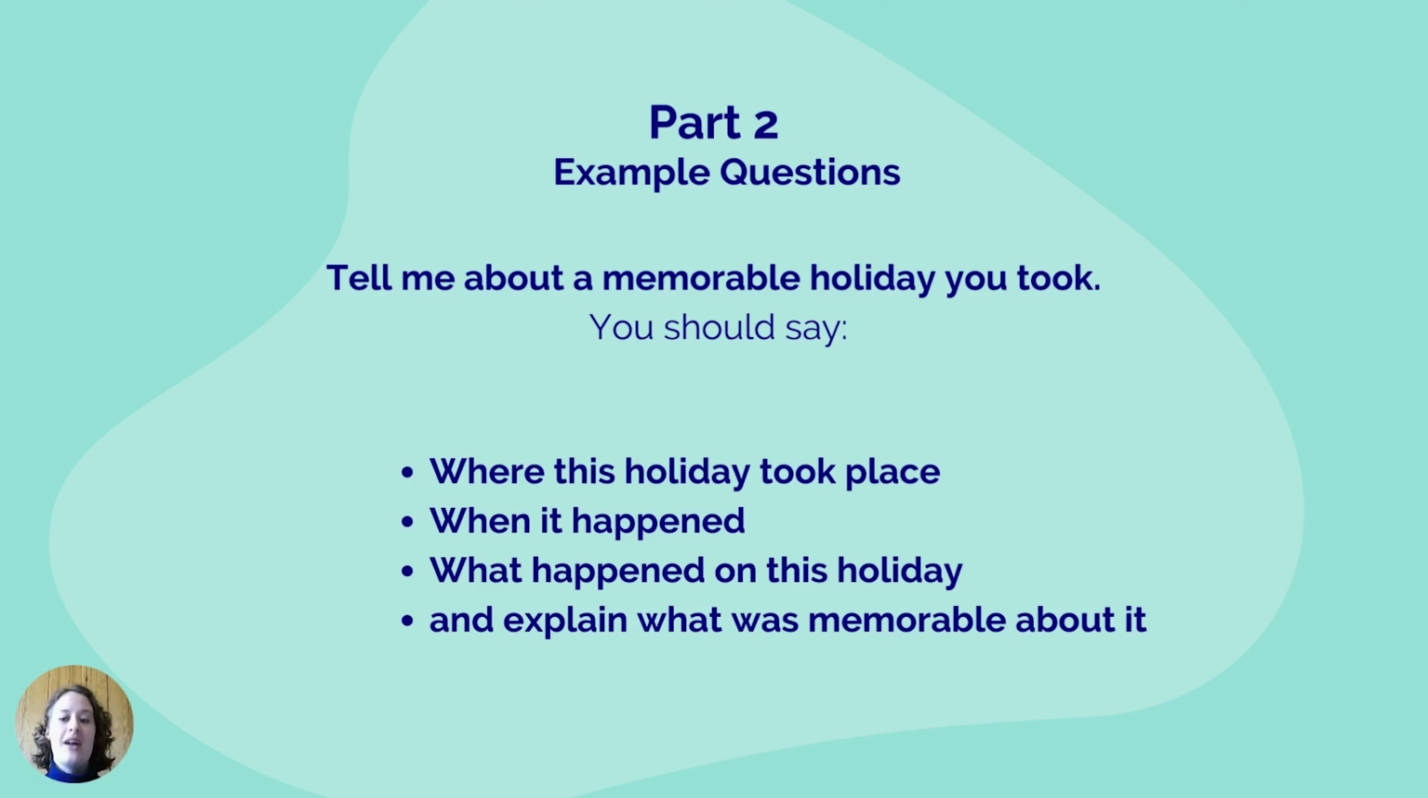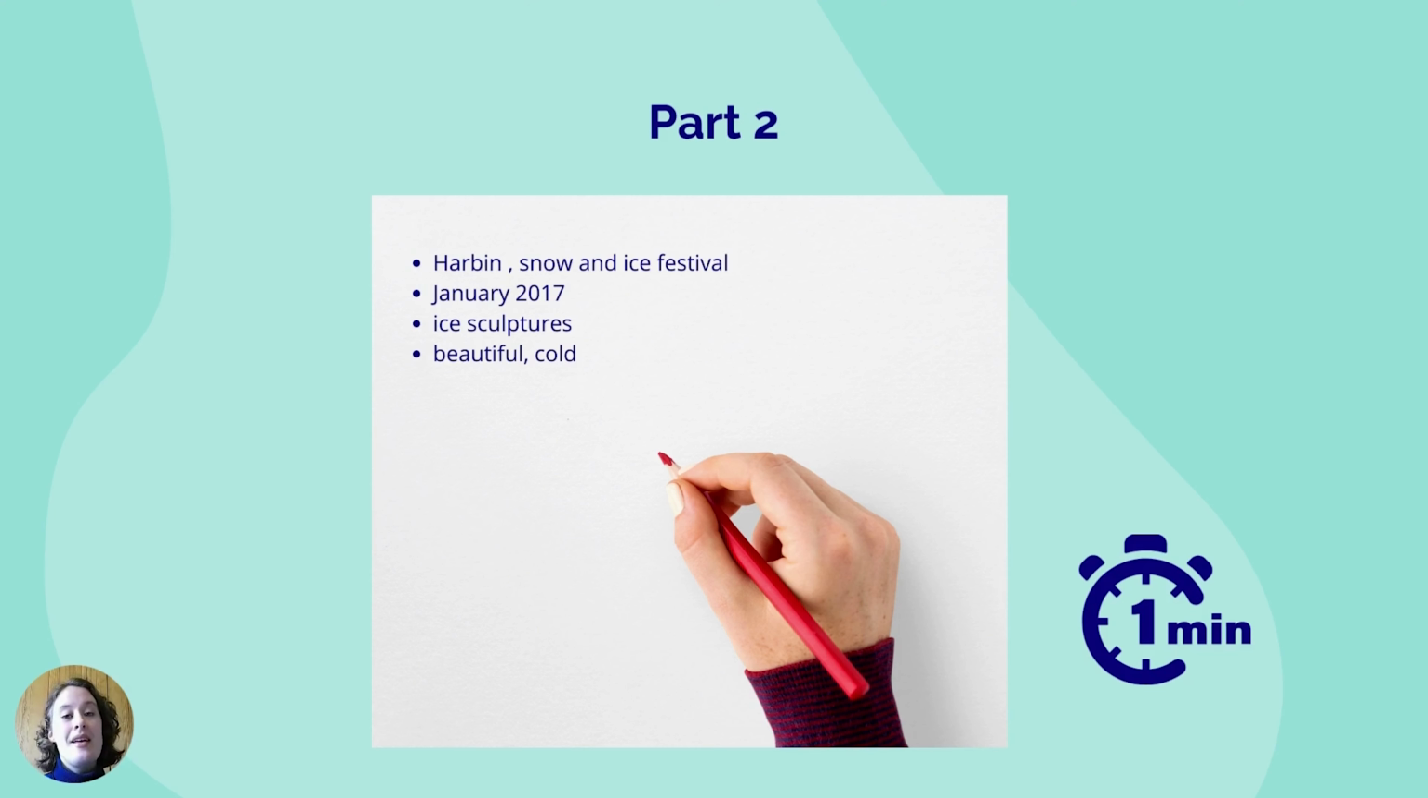Let's take another look at the question. The question was, tell me about a memorable holiday you took. You should say where this holiday took place, when it happened, what happened on this holiday, and explain what was memorable about it. So, in my example, I'm going to write the following words. Harbin Snow and Ice Festival, January 2017, ice sculptures, beautiful, cold.